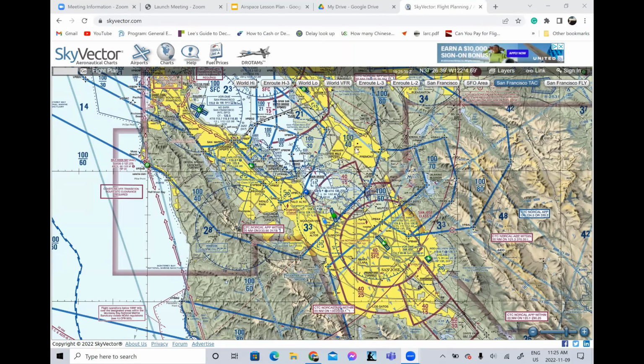From 4,000 feet up to 10,000 feet, we're now in Class Bravo. We not only need two-way communication, we also need a clearance into the Class Bravo. And we'll also need a Mode C transponder as well as ADS-B. And I should be saying ADS-B Out.